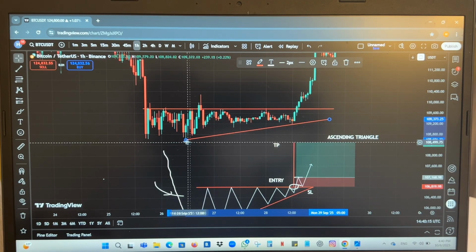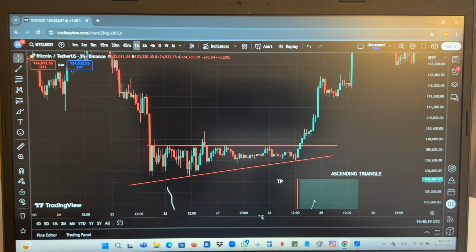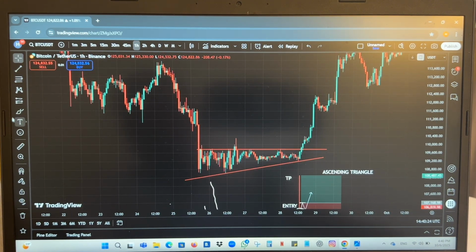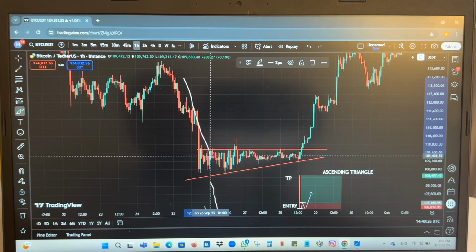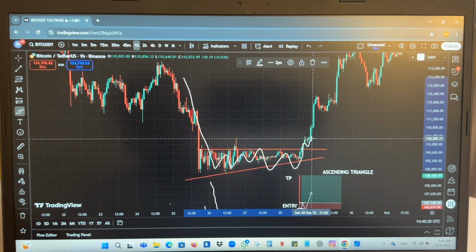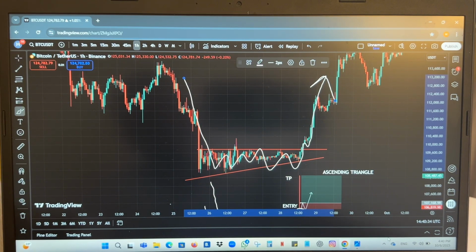So there you go, that's a good example. The market was initially in a downtrend, it did this, gave a breakout, gave a small retest, and then it just went up. That's a good example.